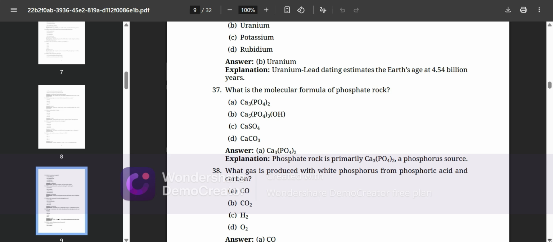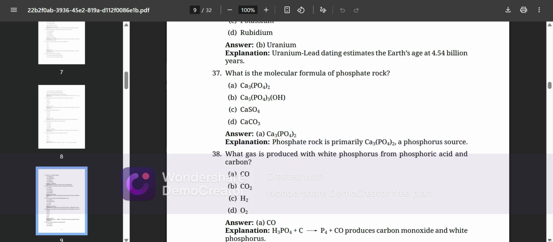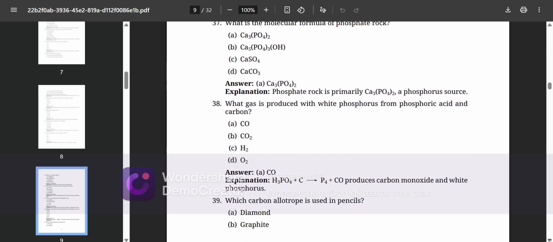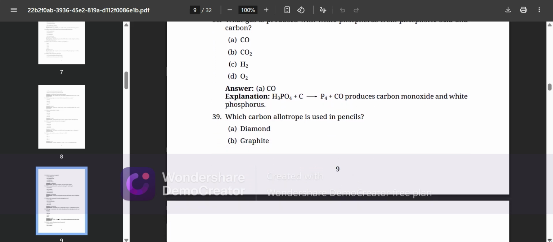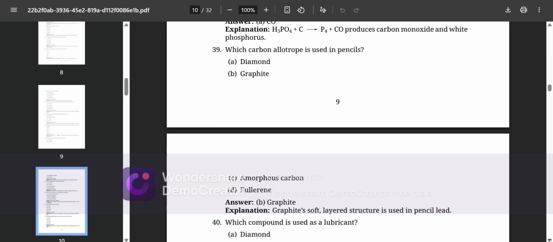What is the molecular formula of phosphate rock? Ca3(PO4)2. Phosphate rock is primarily Ca3(PO4)2, a phosphorus source. Hot gas is produced with white phosphorus from phosphoric acid and carbon, CO. Ca3(PO4)2 plus carbon produces P4 plus CO, carbon monoxide and white phosphorus.